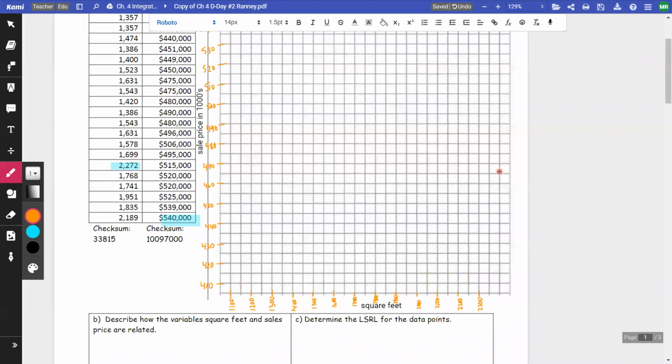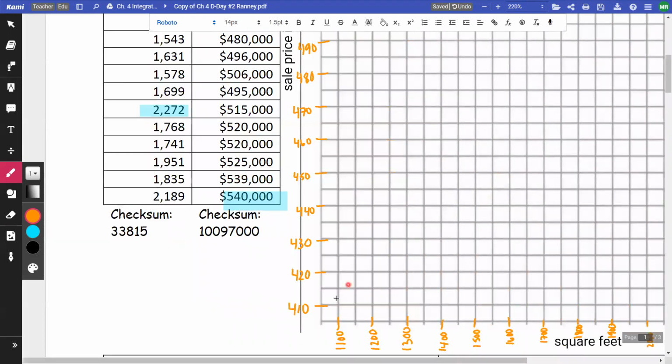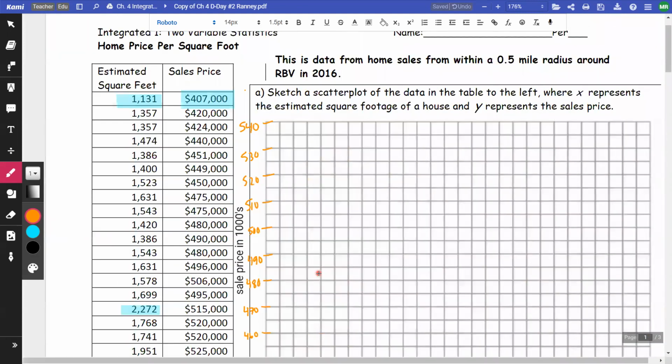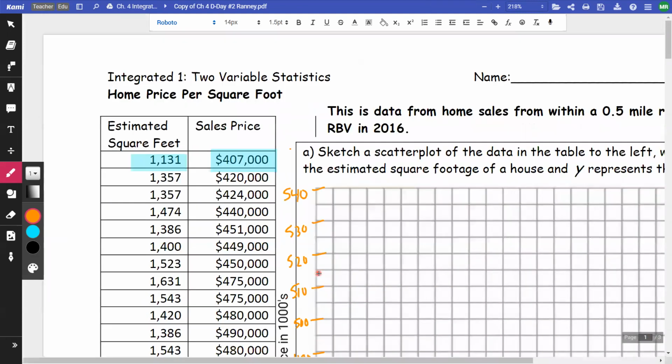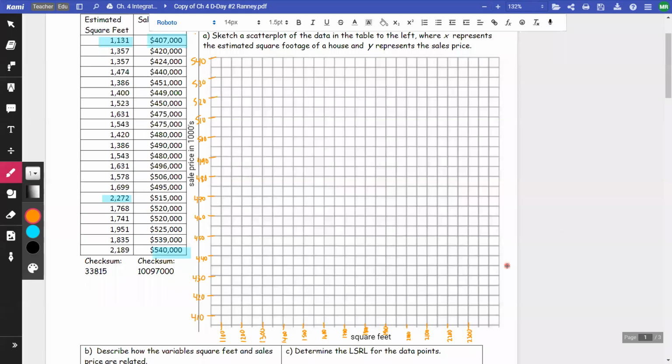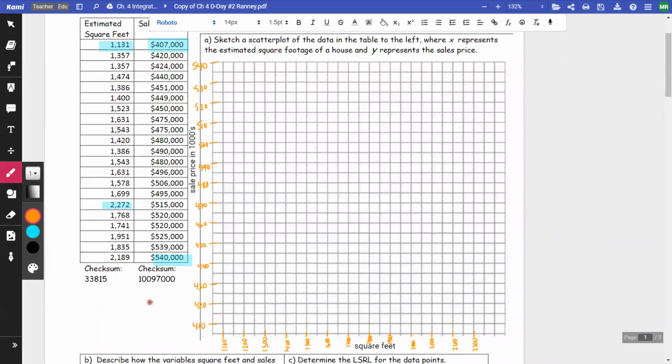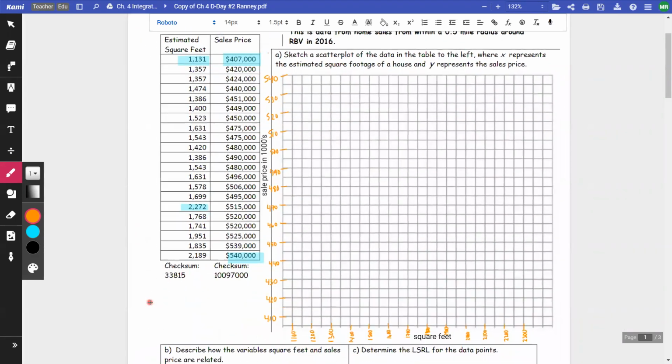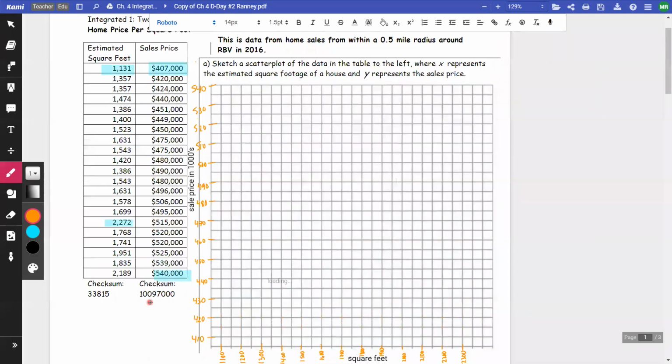So on this one, I am starting again on the Y at 410,000, and I'm going up by 10,000. And at the very end, I have 540,000. So now I'm going to plot these points. I'll start a couple, and then I will pause and do the rest.